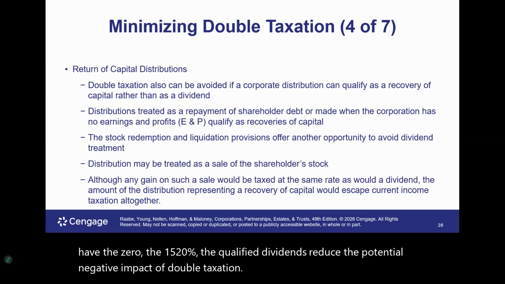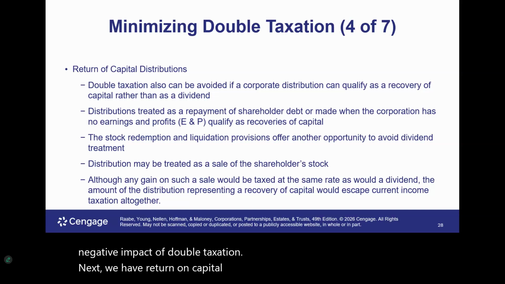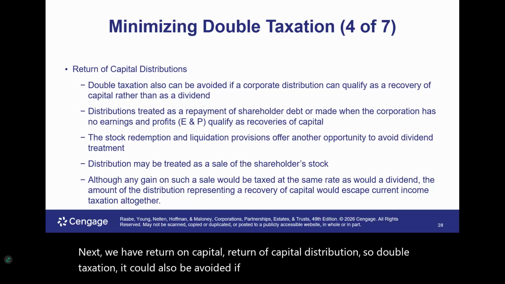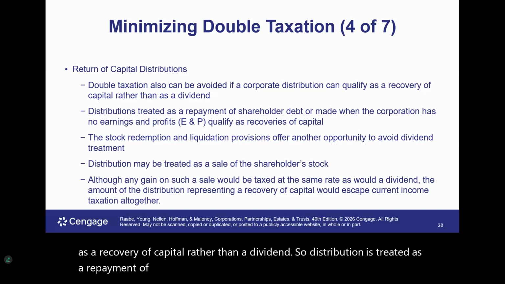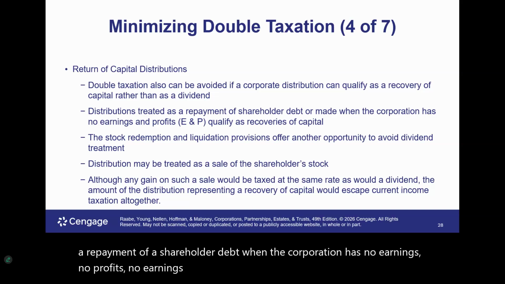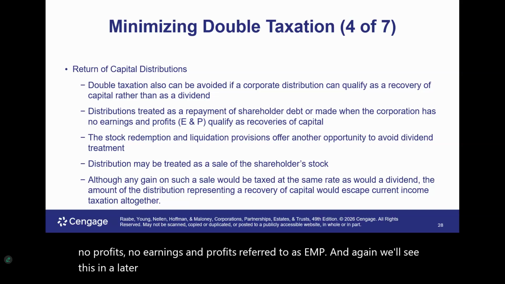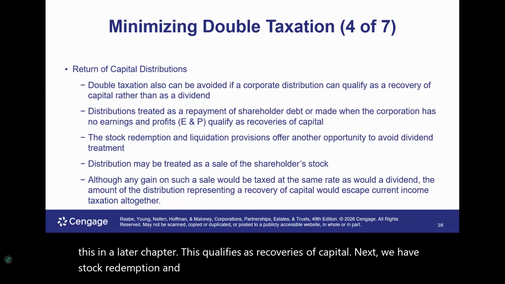Next, we have return of capital distribution. Double taxation can also be avoided if the corporate distribution can qualify as a recovery of capital rather than a dividend. The distribution is treated as a repayment of a shareholder debt when the corporation has no earnings and profits, referred to as E&P. And again, we'll see this in a later chapter. This qualifies as recoveries of capital. Next, we have stock redemption and liquidation. These offer another opportunity to avoid dividend treatment.